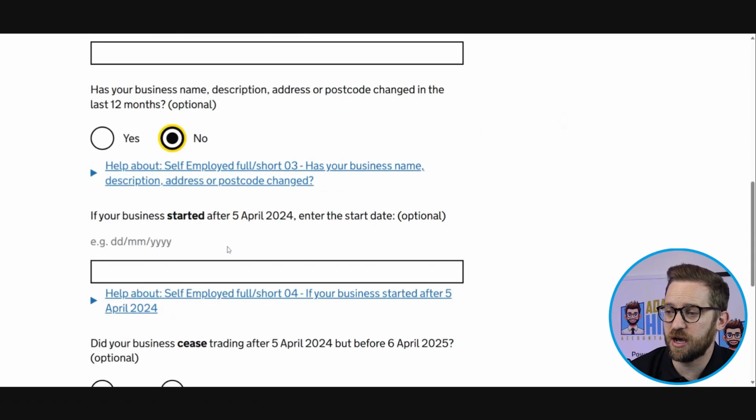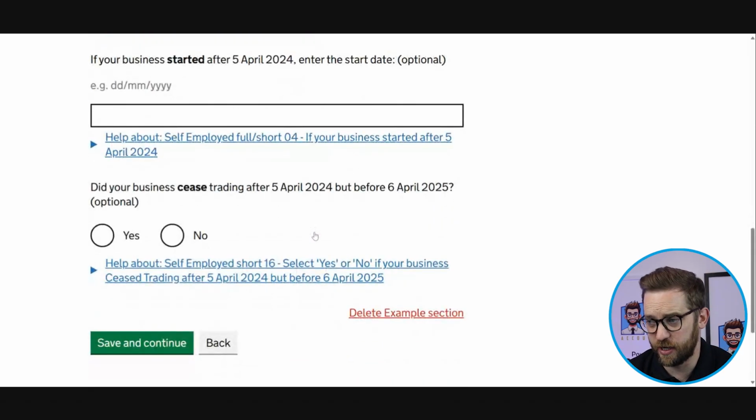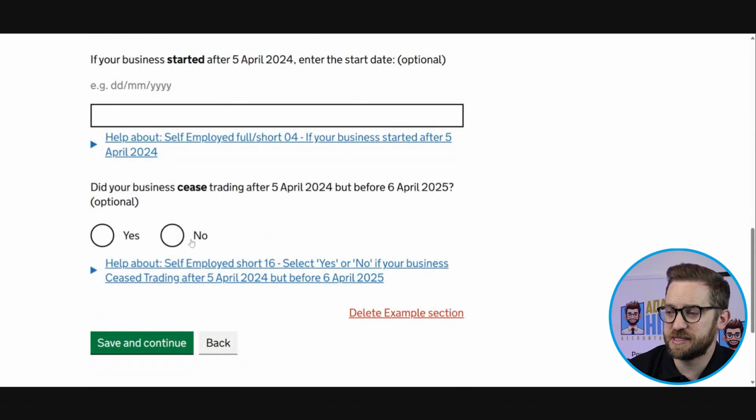If your business started after the 5th of April 2024, enter the start date. That won't apply to me because I've been trading for multiple years. Did your business cease trading? With that, they're looking ahead to next year to determine whether to expect a tax return from you.